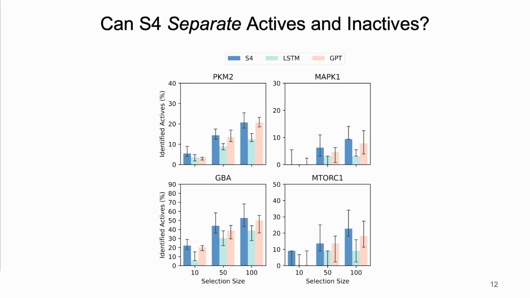So top 10 of the list, top 50 of the list, and top 100 of the list. And then on the y-axis, we actually measure how much of the test set actives is placed in those lists. What we see almost across the board, with just one exception as far as I remember, is S4 is actually outperforming GPT and LSTM in terms of capturing what is relevant to make bioactivity for that specific protein.